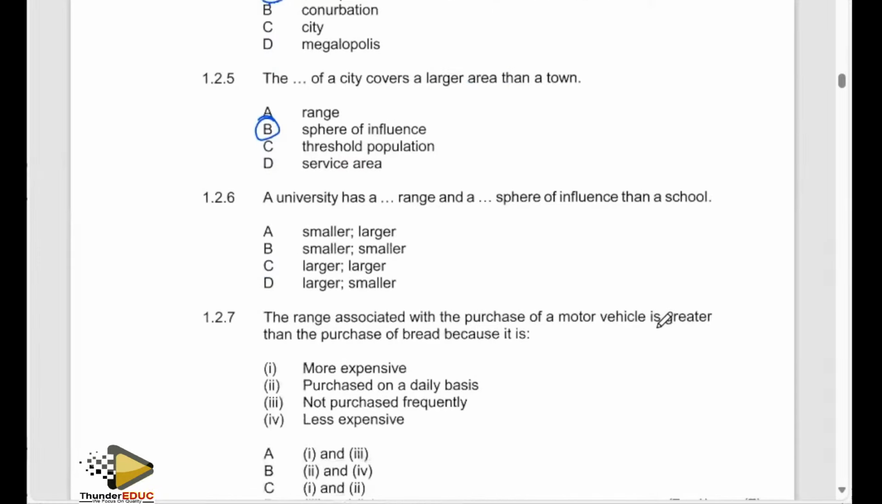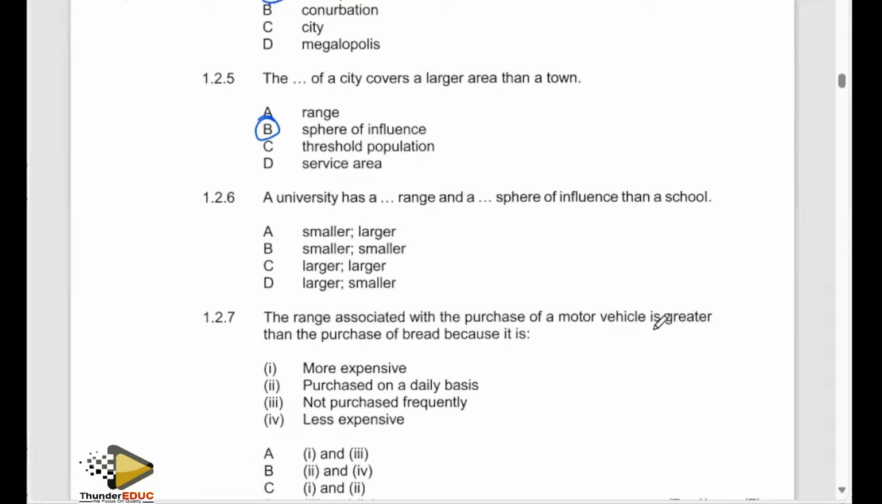Question number 126. A university has a dash range and a dash sphere of influence. I think you understand the concept of the range of goods. When we're talking of the range of goods, we are looking at the distance that a customer is prepared to travel to get access to a good or a service. A university is a high order service, so people are prepared to travel longer distances to acquire the service. So it must be a larger range.